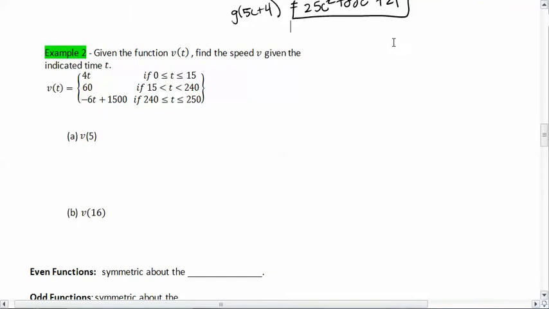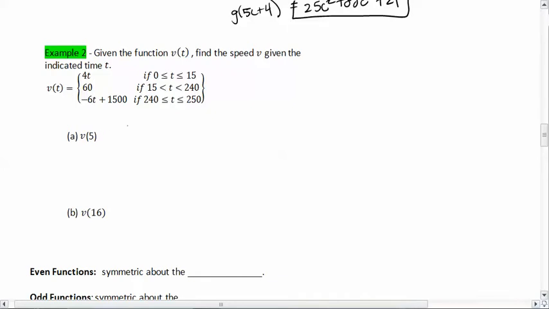Earlier we talked about some piecewise functions. Now we're going to examine one of those. So if we're given the function v of t, we can find the speed v given the indicated time t. For this function, when 0 is less than or equal to t, which is less than or equal to 15, our speed, our v of t, is equal to 4t. Okay? When we have 15 is less than t is less than 240, our v of t is equal to 60. So let's look at some values here, okay?